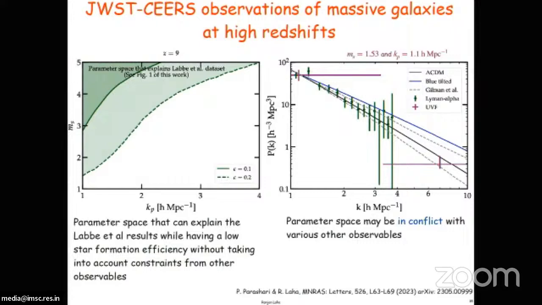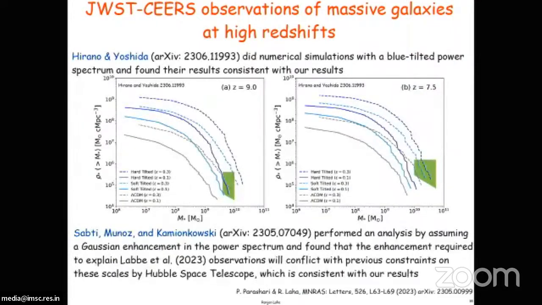We did all of this analytically, semi-analytically. Immediately after our paper, Hirano and Yoshida, who are numerical simulation people, ran numerical simulations with the exact same blue tilt power spectrum that we had. This is what they plotted, exactly the same thing, M star, rho star. This is lambda CDM with some epsilon. If you have a soft tilt or a hard tilt, soft tilt means slight blue tilt, hard tilt means very much blue tilt, you can clearly explain this. So they think exactly the same thing, and others are also doing the same.